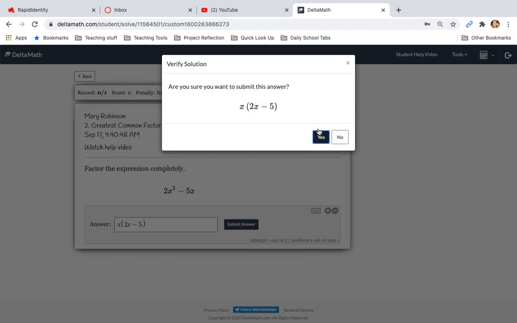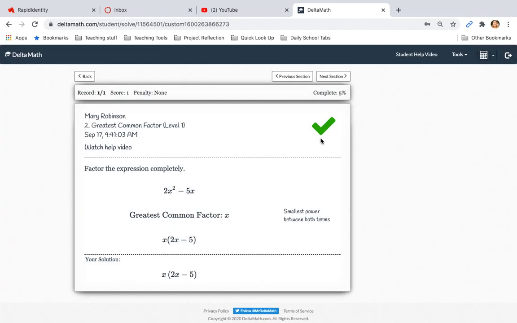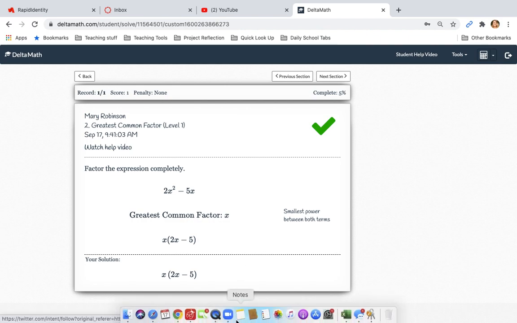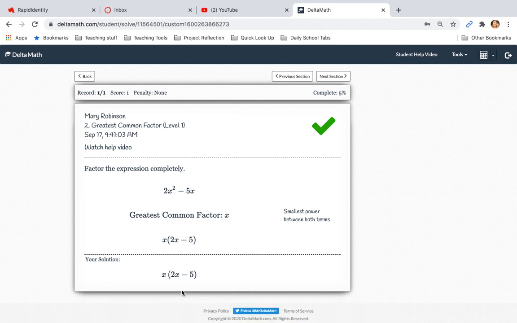And then submit my answer. And I'm done. Okay? So look, they even note here, smallest power between both terms. And again, what should always happen is whatever is in parentheses, they should have no common factors. You should never have 2 even numbers, because if numbers are even, they're divisible by 2. You should have no common variables between these 2 terms here. If so, you have not pulled out the greatest common factor.